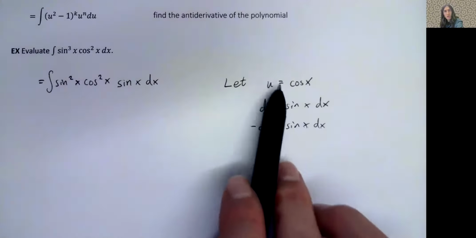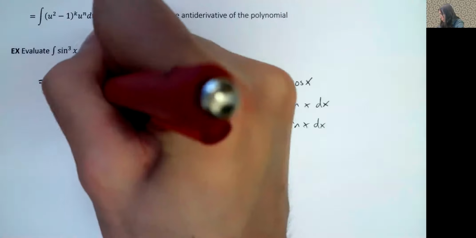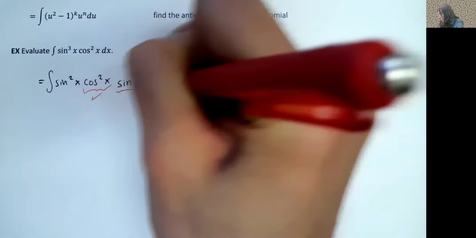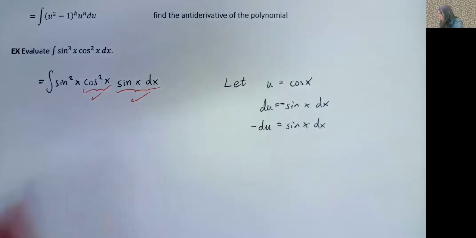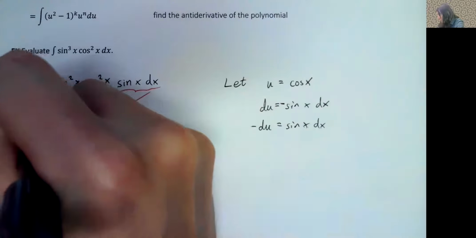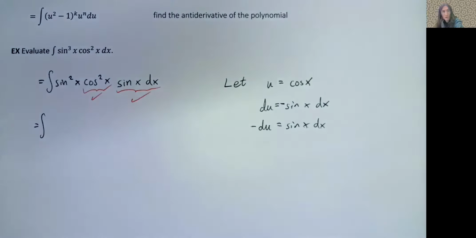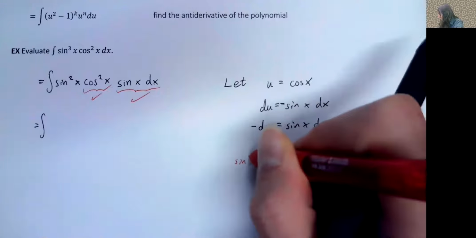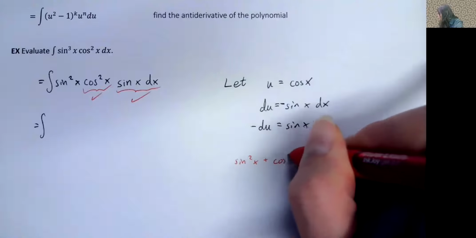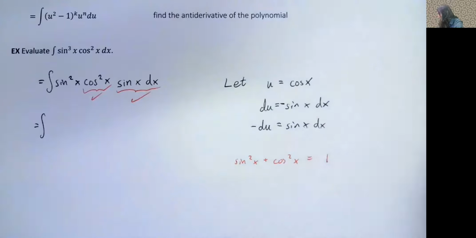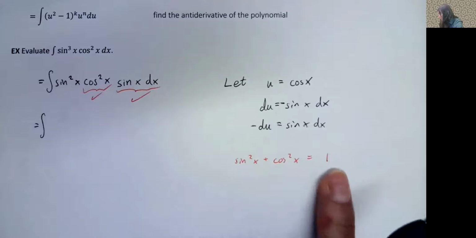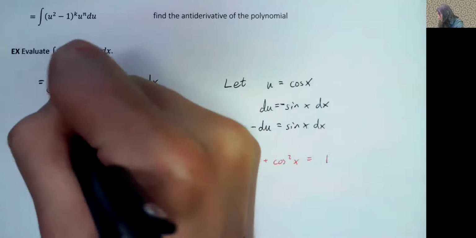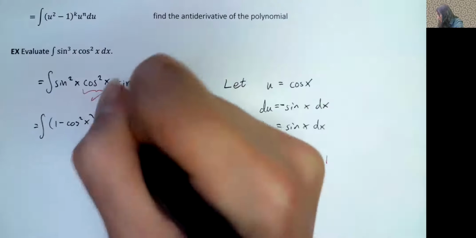So if I have u equal to cosine x, that means this changes over into u's just fine. This changes over into a du or minus du just fine. That leaves us with the sine of x's. In order to change that, I'm going to have to use our Pythagorean theorem again. Okay? Well, the Pythagorean theorem, recall, says that sine squared x plus cosine squared x is equal to 1. So sine squared x on its own is equal to 1 minus cosine squared x.